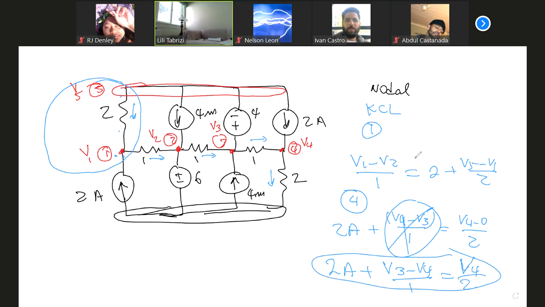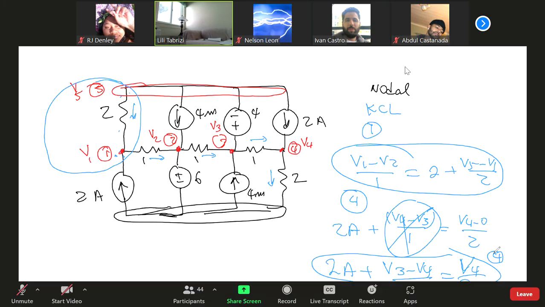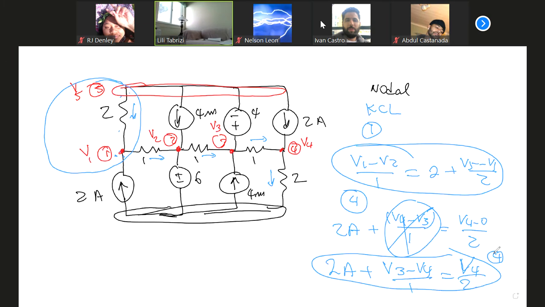So this is equation 2. Remember, in this problem they didn't ask you to solve, just set up the equation. So you have equation 1 at node number 1 and equation 2 at node number 4. Okay, let's go to node 5.